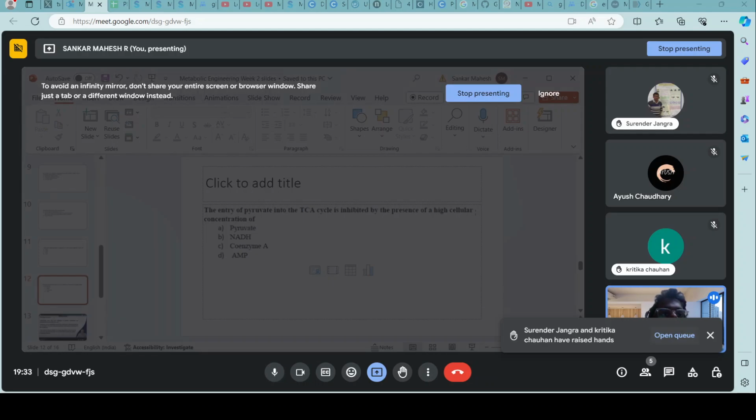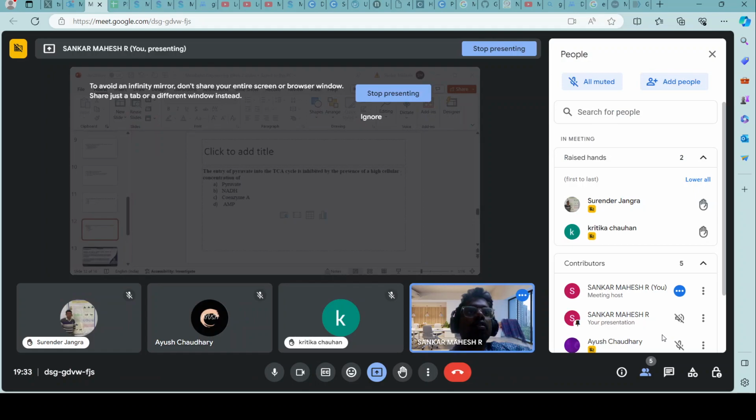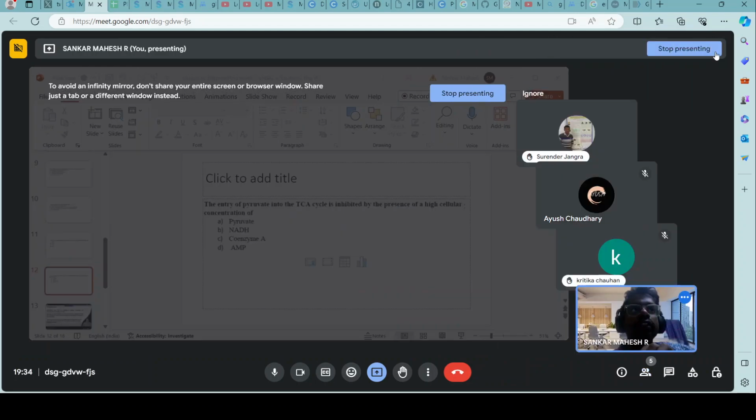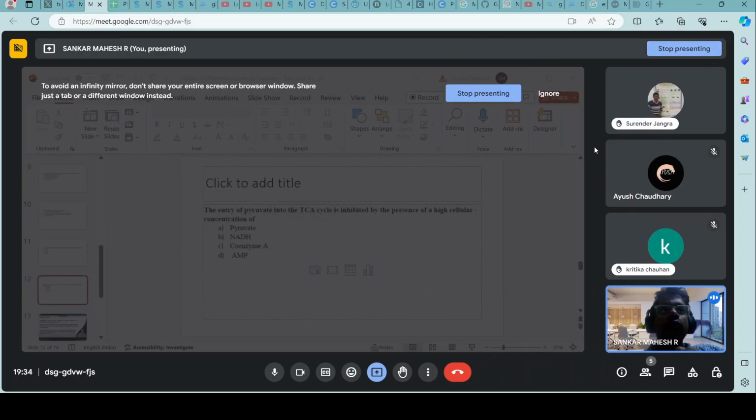Surinder, you can start explaining. If you want, I can share a picture of the TCA cycle, depending on your explanation, or you can share if you have. I can allow you to present. Would you want me to share a picture of the TCA cycle? I'll try without this. Okay, you can start by explaining.